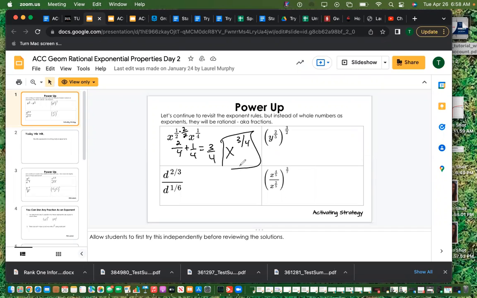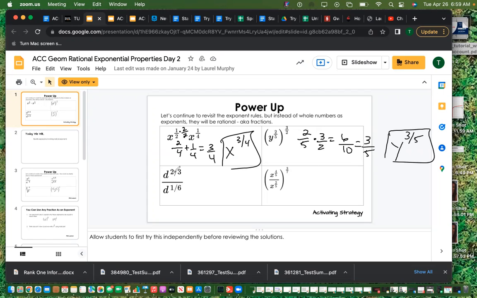Okay, so the same principle applies, just like what we did on the last one. For these, this is a power raised to a power. So you're going to multiply 2/5 times 3/2. So 2 times 3 is going to give me 6. 5 times 2 is going to give me 10. I can simplify this and that'll give me 3/5. So this will be y to the 3/5.